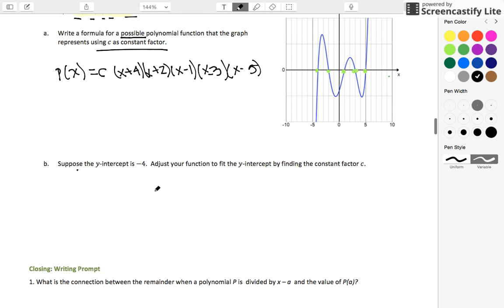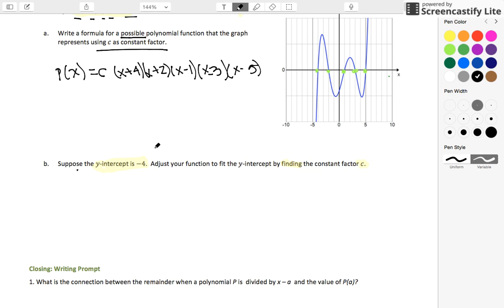Now the next step says, okay, suppose the y-intercept is -4. Okay, so this is another key piece of information. So suppose the y-intercept is -4. Adjust your function to fit the y-intercept by finding the constant factor c. Okay, so we need to find this constant. We need to figure out what c is.